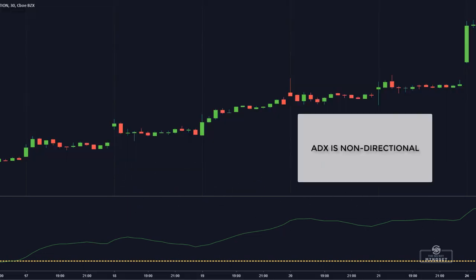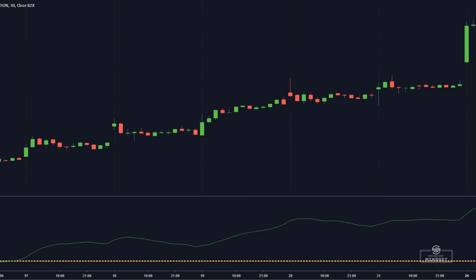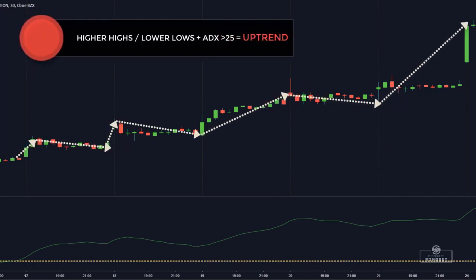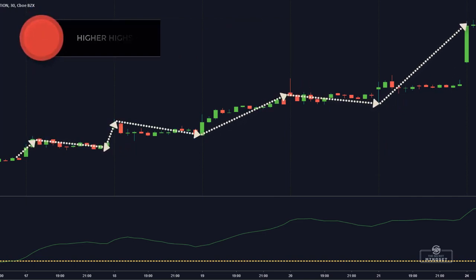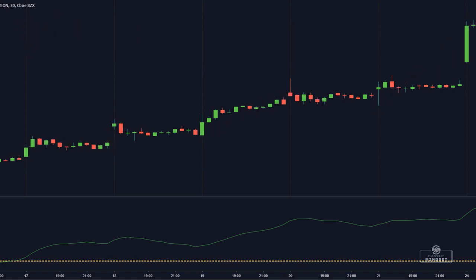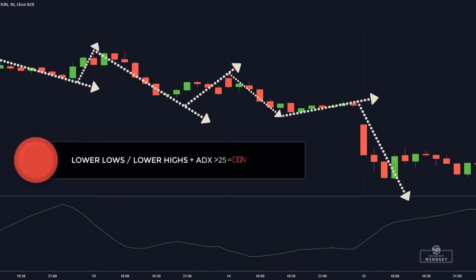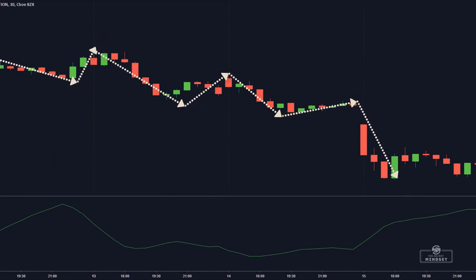Remember that ADX is non-directional, it does not distinguish between uptrends or downtrends, so look for higher highs and higher lows and ADX above 25 level for uptrends, like in this example, and lower lows and lower highs and ADX above 25 level for downtrends, as you can see on this chart.